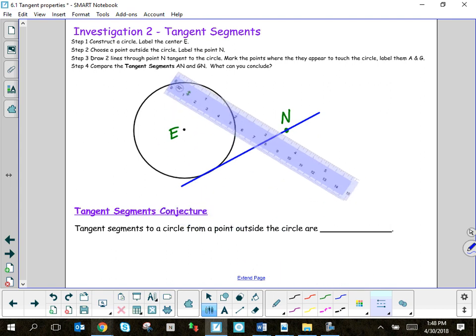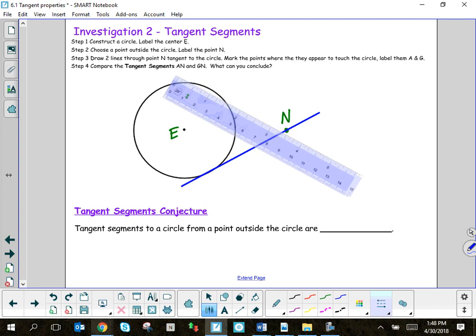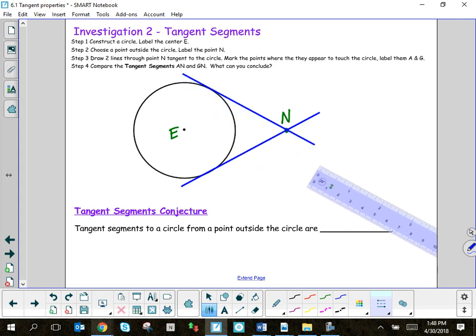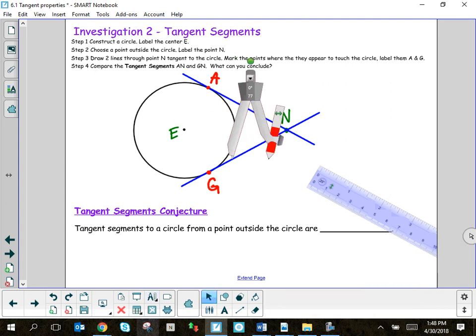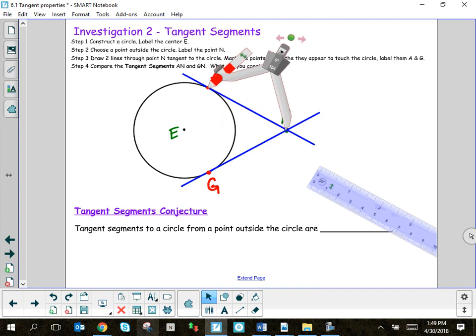Tangent can come from up here. And then it says to label the points of tangency A and G. It says to compare the lengths of AN and NG. So I'm going to place my compass on here, extend it to G, and then let's see how it compares to this right on the point.